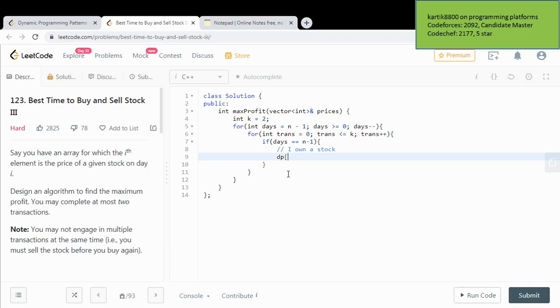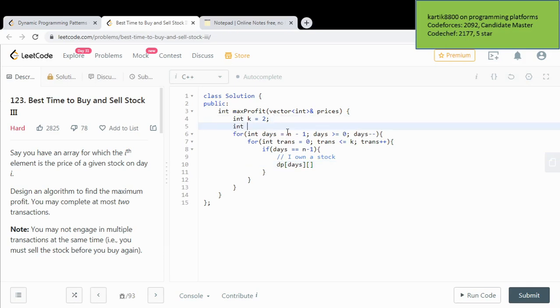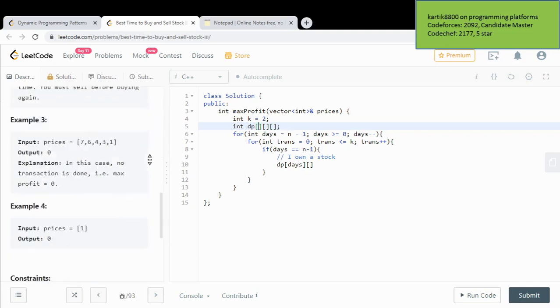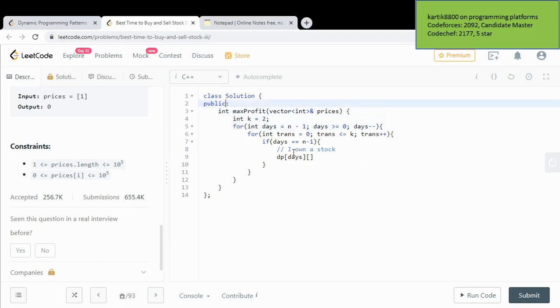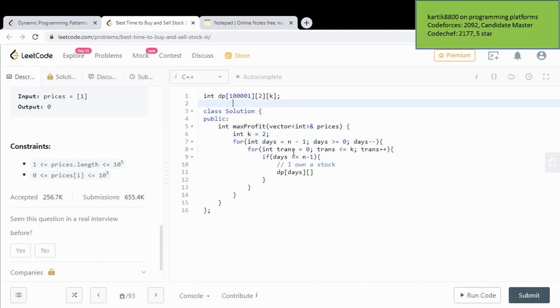So I'll say, okay, dp days, and wait, I never defined my dp. In fact, there are n days that go up to 10 to the power 5. Owning and not owning is two options. The other thing is the number of transactions allowed, that is k transactions are allowed, right? I could keep it n into k also, that was a better thing to do, but for now let me just put this thing globally maybe.